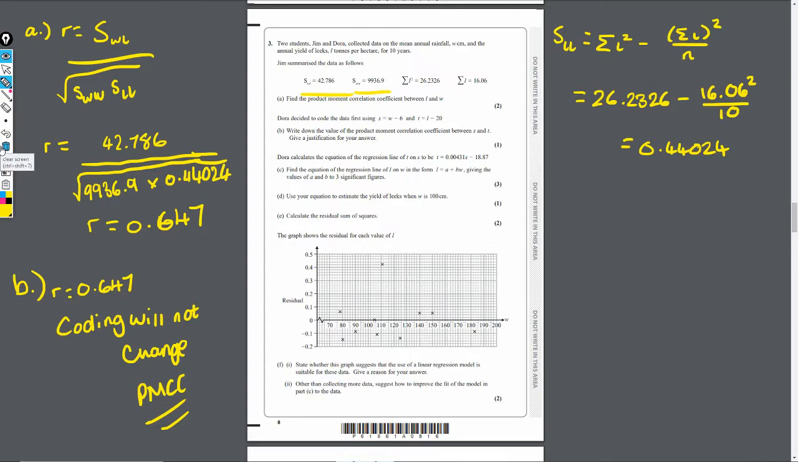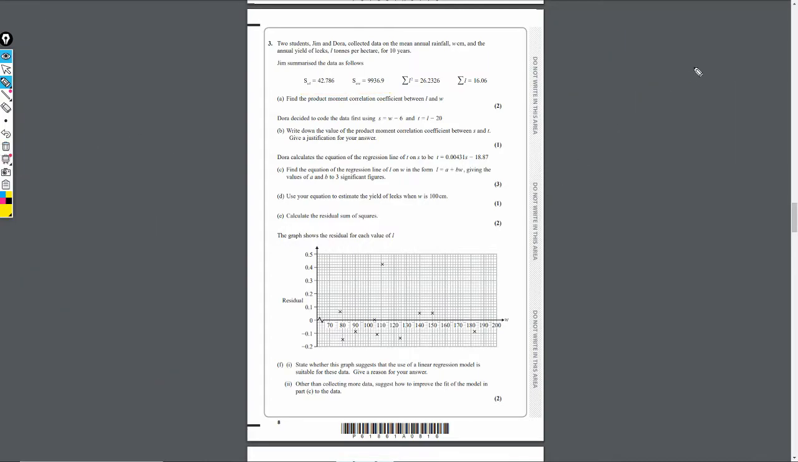So let's clear all that so we've got a bit more room. Part C asks us to find the equation of the regression line of L on W in the form L equals a plus bW. So let's have a go at doing that. What I've got here is my coded variables, so s equals w minus 6 and t equals l minus 20, and then she calculates it to be t equals 0.00431s minus 18.87. So let's put all that together now.